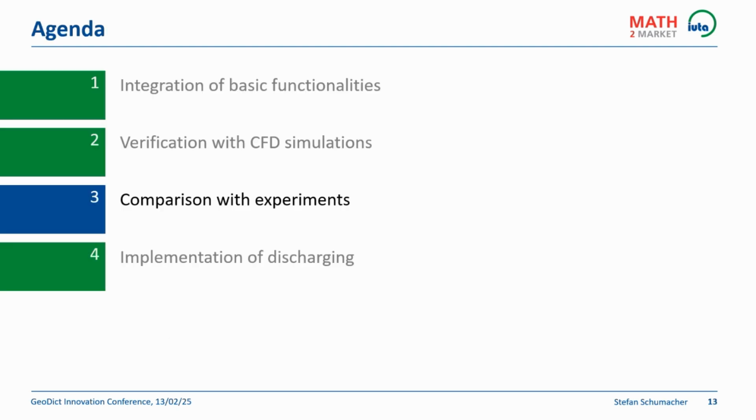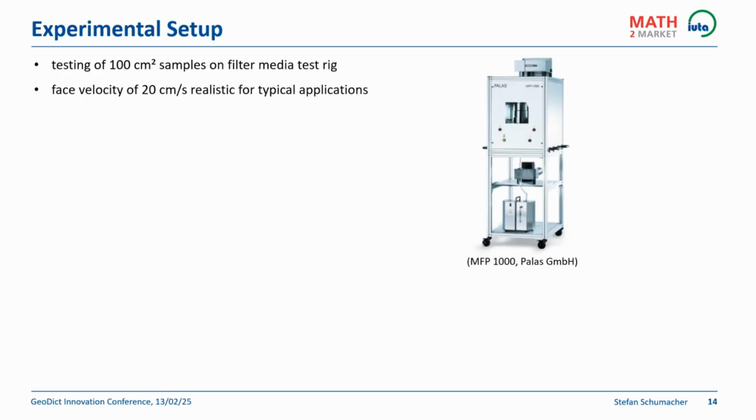Okay, then we come to the experimental part. So this is actually my part. So we are doing filtration experiments at our institute. So we took samples of 100 square centimeters of different filter media. And we have, for example, this filter media test rig, which you see here, where you dose particles from the top. The filter medium is somewhere here, and you measure the number of particles without and with filter, and by comparing these numbers, you get the filtration efficiency.